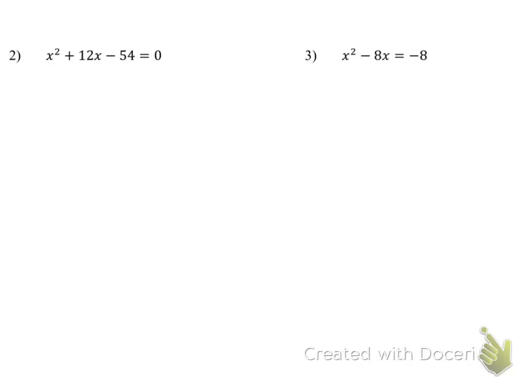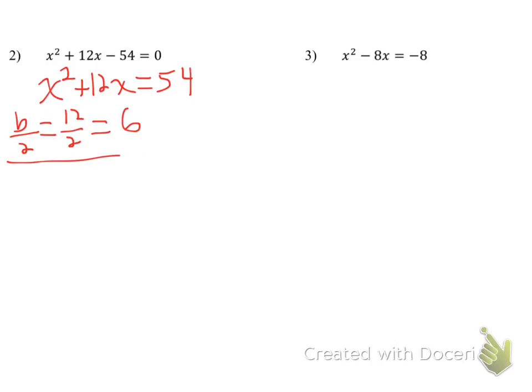Again, we just got to get this process down, and it will take practice. So everything with an x, we want on the same side. X squared plus 12x, we're going to add 54 to each side. We're going to take the term in front of the x, so basically b, and divide it by 2. In this case, it's 12 over 2, which is 6. Again, hopefully in this step right here, you can kind of do it in your head. If you need to write it down, there's nothing wrong with that. So 6 is what we're going to add, and we're actually going to make it 6 squared to each side.